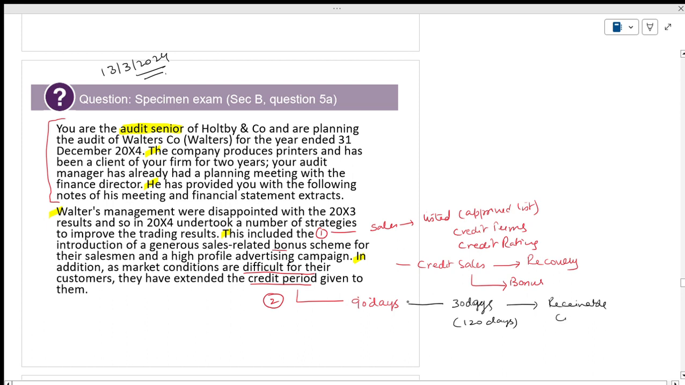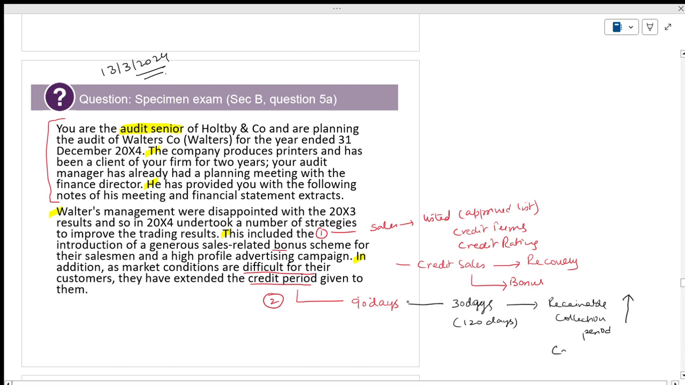Your receivables collection period. They say ratios. Is it right? You should know which ratios are linked to which one. Your receivables collection period, what will happen? It will increase or it will decrease? It will increase. Receivables collection period will increase. Once receivables collection period increases, what will happen?